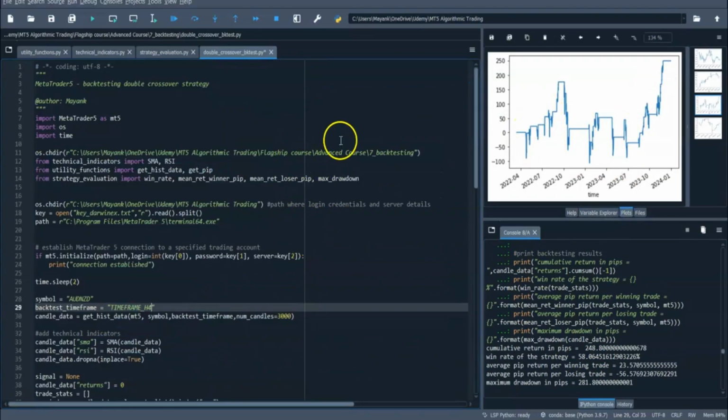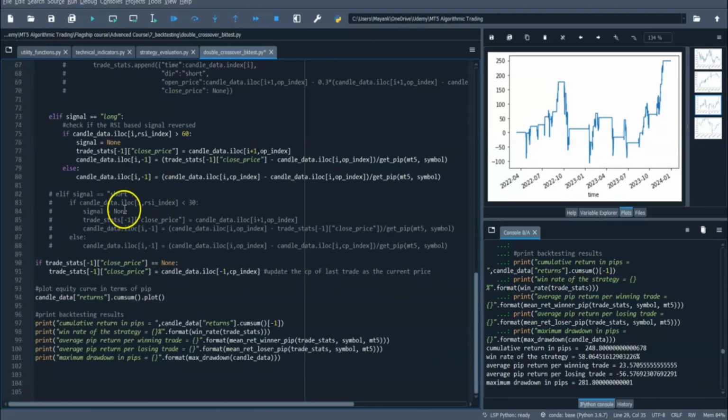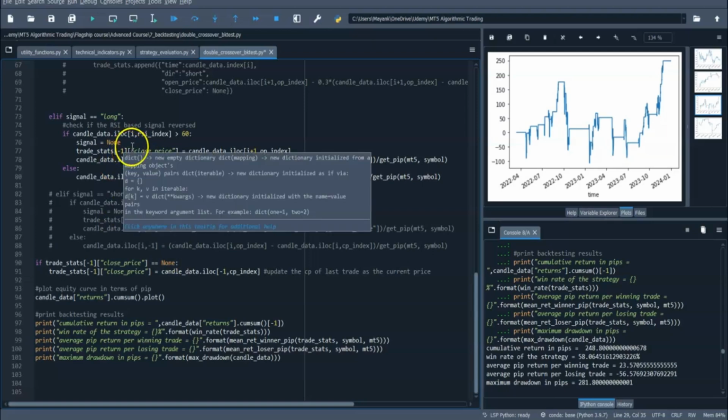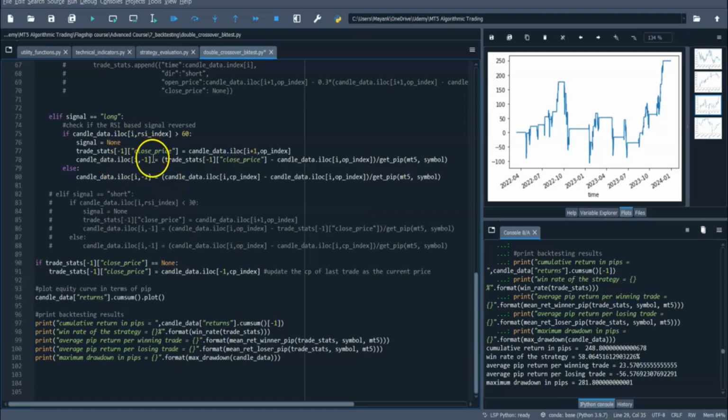Alright, so I hope you got a good understanding of the strategy. Play with it, tweak the parameters. If you want, feel free to change the exit criteria, use some other technical indicators to exit, get a bit creative, and see if you can improve the performance of this particular strategy.